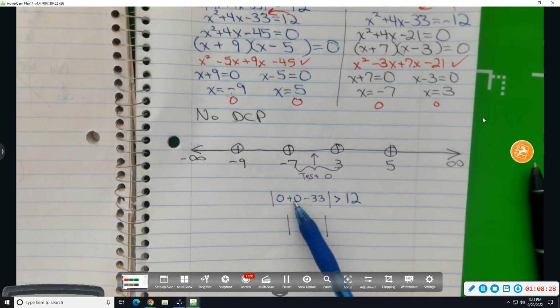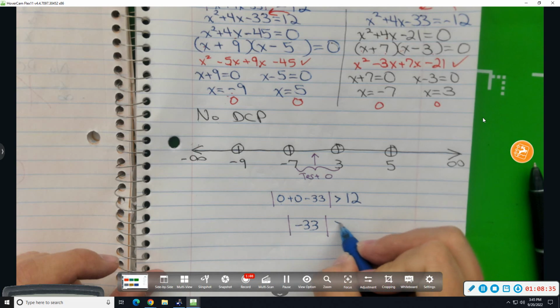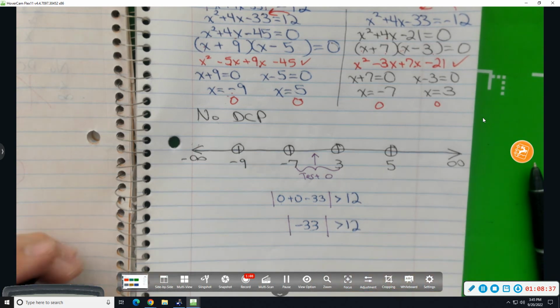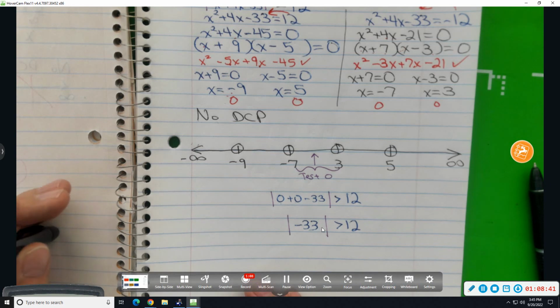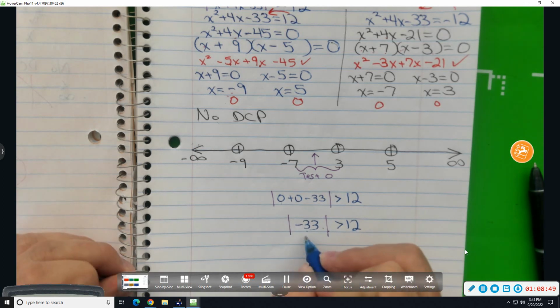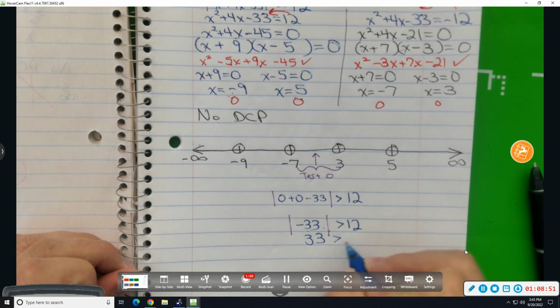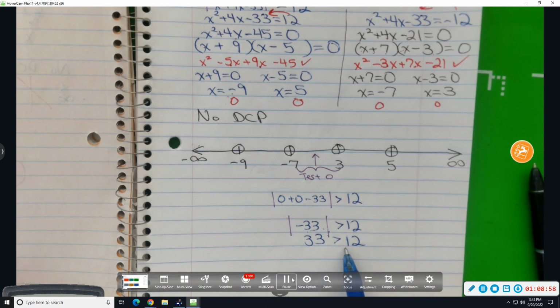So 0 plus 0 minus 33 is what? What do we have inside? 33 is greater than 12. True or false? Be careful. I think it's true. Remember, you have to take the absolute value. The absolute value of negative 33 becomes a positive 33. That's why I said a while ago it was tricky. You've got to take that absolute value first, before you decide true or false.